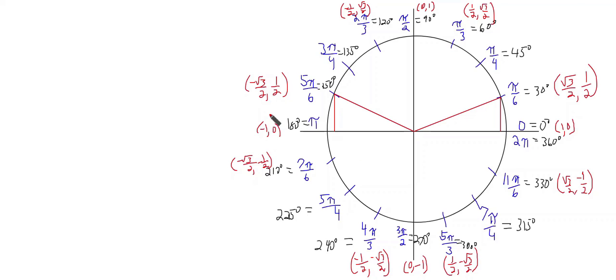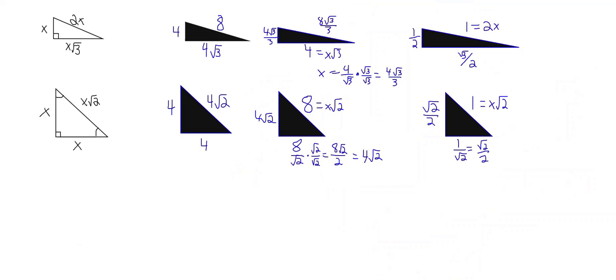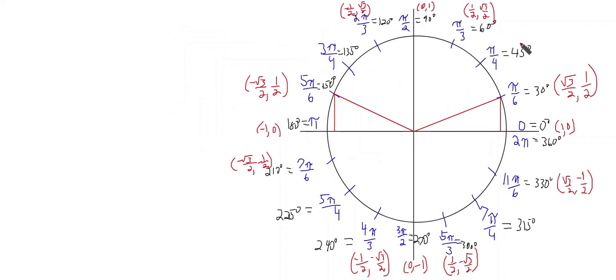Cool. Now let's do all the 45s. Let's go back and look at that. A 45, 45, 90 triangle, when the radius is 1, the side lengths are the square root of 2 over 2. Okay, so here we have the square root of 2 over 2 and the square root of 2 over 2.